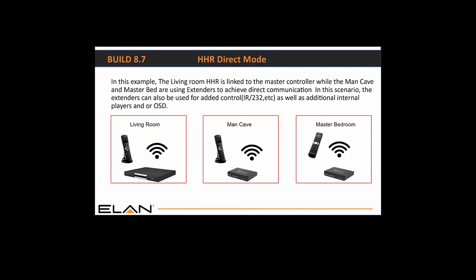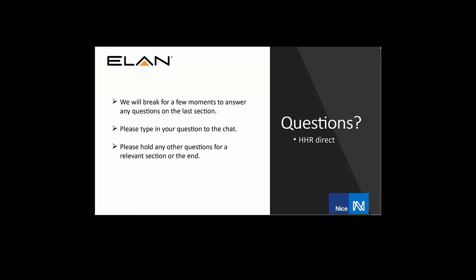So just a little graphics, I think a picture is worth 1,000 words. This is kind of like a project you might use, the extender, or two extenders and a master controller. You have a living room close to the master. You would use that. And you might have an extender. And remember, you might use these for maybe another audio player, and a LAN internal player. Maybe you're using IR or 232, maybe OSD. So you can use these extenders for multiple things. And if there's one that's close for these different areas, you can also use it for direct HHR communication, which is convenient. All right, Jeffrey.